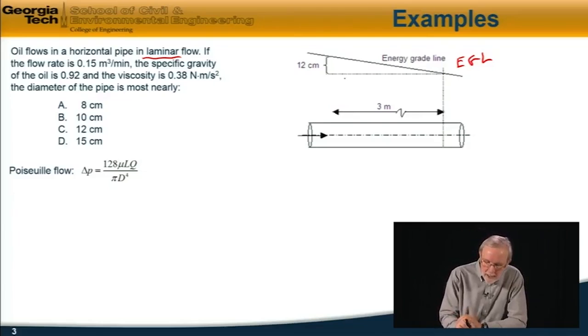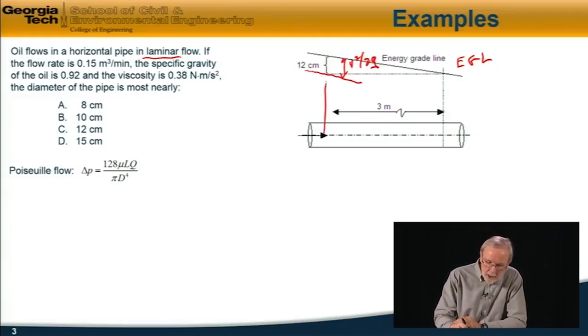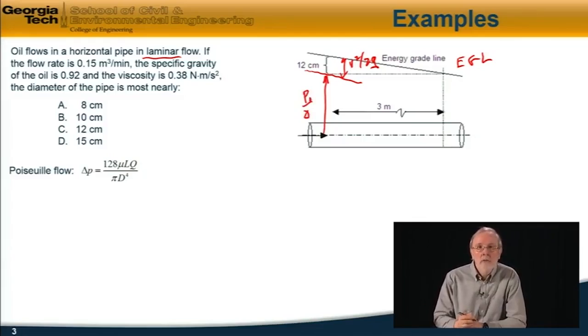Well, remember that the hydraulic grade line is below the energy grade line by a height equal to the local velocity head, v squared over 2g. And the distance from the pipe center line to the hydraulic grade line is the local pressure head, P over gamma, which I'll call P1 over gamma here.